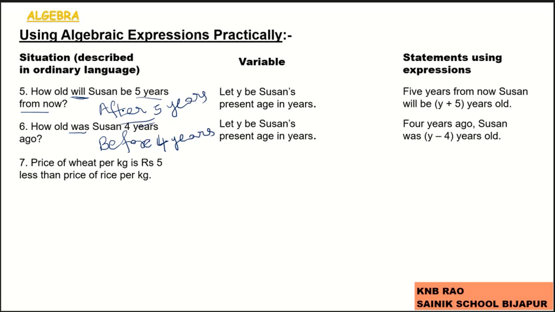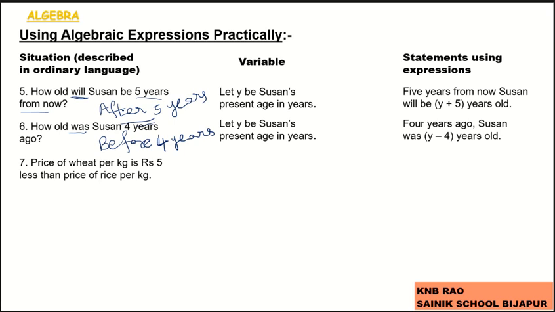Now we need to assume. You tell me, does the wheat price depend on the rice price, or does the rice price depend on the wheat price? I say both are right. Yes, the wheat price depends on the rice price, and the rice price also depends on the wheat price. I can assume any one as a variable, but which is convenient?